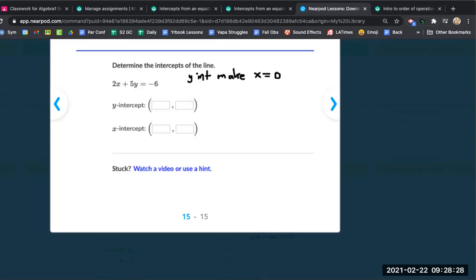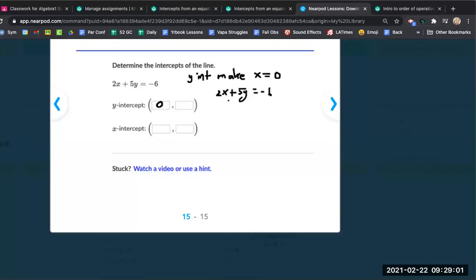But how do we actually find it? Well, we actually have to solve it. So we've got 2x plus 5y equals -6. We're going to replace the x with 0 in our equation, so this right here is going to become 0. It's a basic substitution: 2 times 0 plus 5y equals -6.